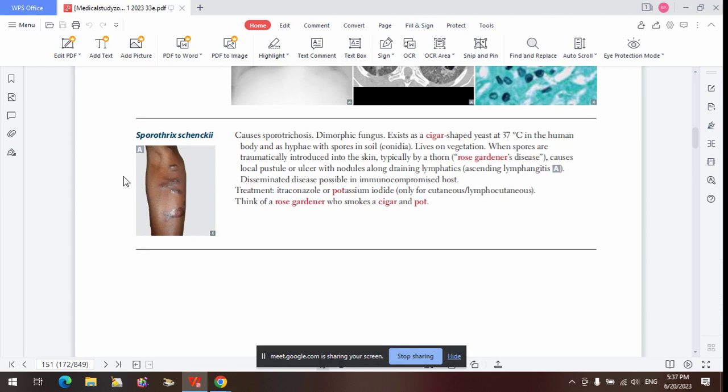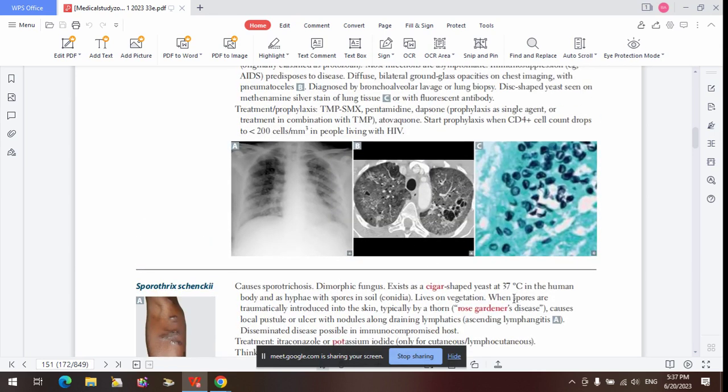Sporothrix schenckii. This is the last dimorphic fungi that we talked about. It causes sporotrichosis. It is cigar shaped yeast at 37 degrees Celsius in the human body. In the environment, in the soil, it exists as mold with hyphae and spores. While in humans, it changes back to the yeast form and it's cigar shaped, unlike the yeast of pneumocystis that is disc shaped.